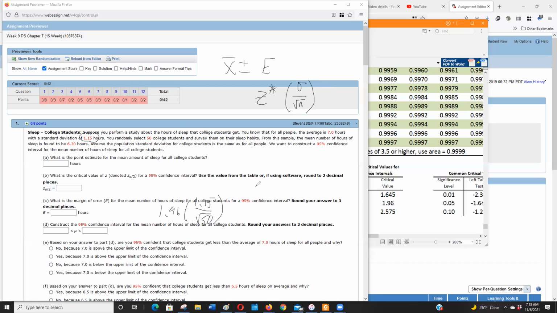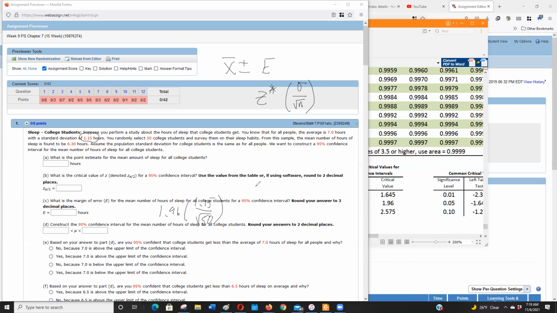So on my calculator, I'm just going to grab my handheld calculator, not show this on the screen. I'm going to type in 1.96 times 1.15, divided by the square root of 50. And I'm getting 0.31.